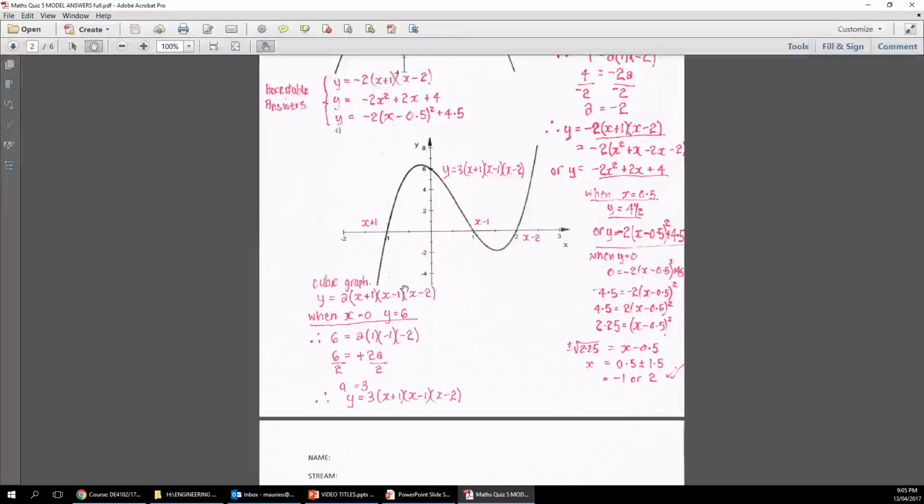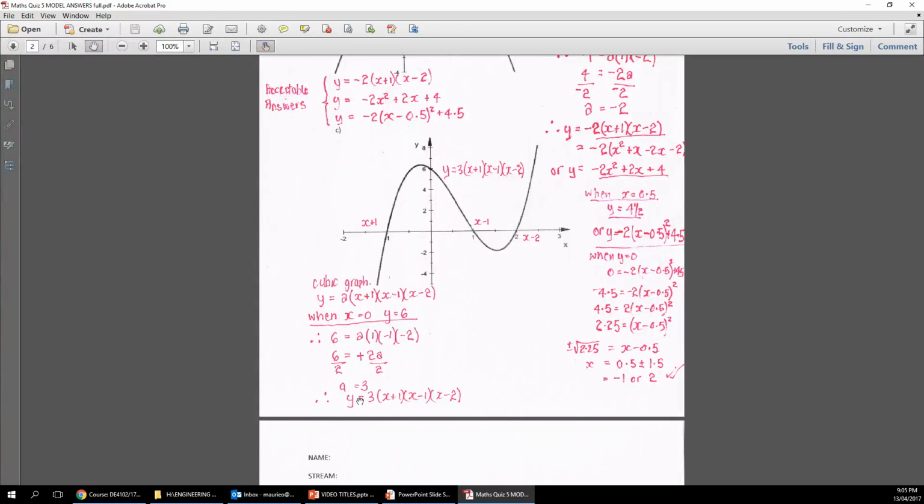And then we know that when x equals 0, y equals 6 here. So we can substitute back into the equation. 6 equals A times 1 times negative 1 times negative 2. So 6 equals 2A. Divide both sides by 2 to find that A equals 3.